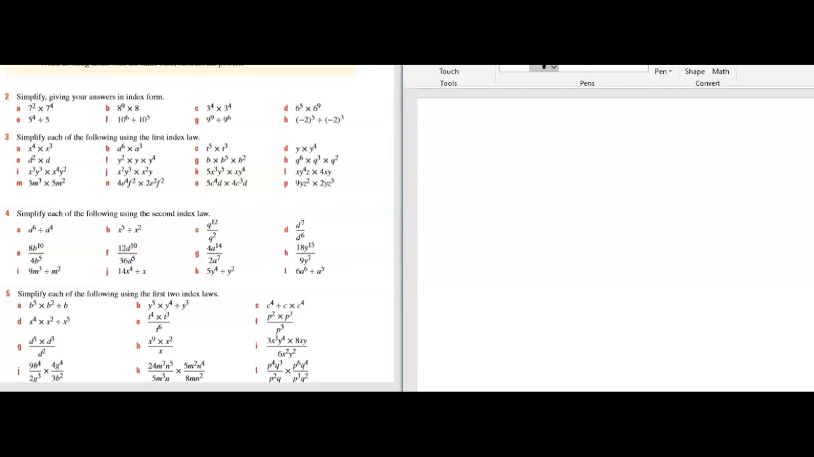All right, let's do question 3. Quite similar to the previous question, but let's do some harder ones. So I'm going to do m. We've got 3m cubed times 5m squared. We've got a 3 and a 5, so we do that first. So 3 times 5, and the base m, and then we've got to the power of 3 here, to the power of 2 here, so we just add our powers. So 3 times 5 is 15.